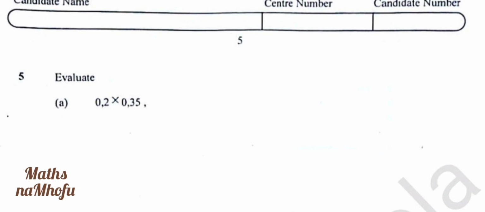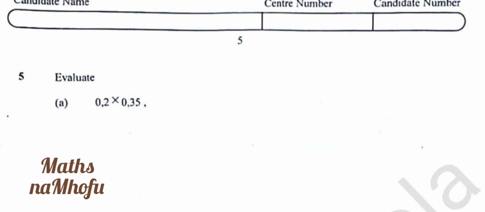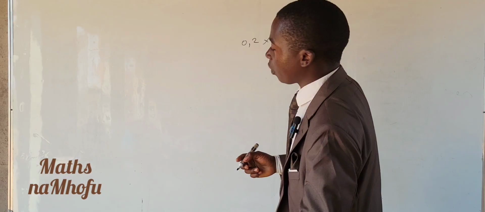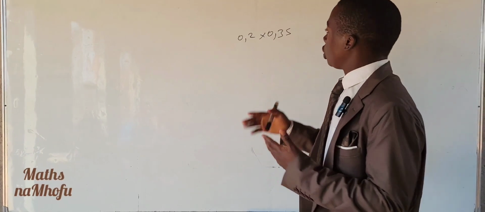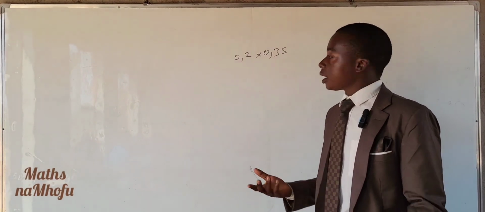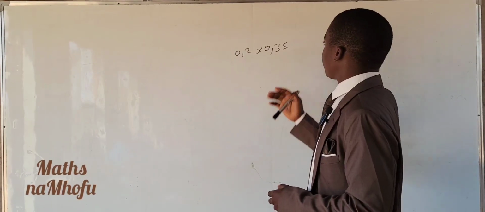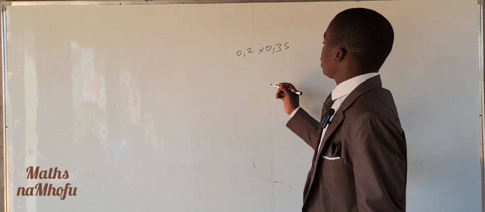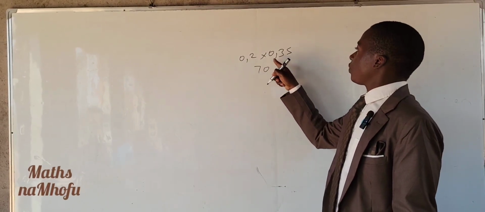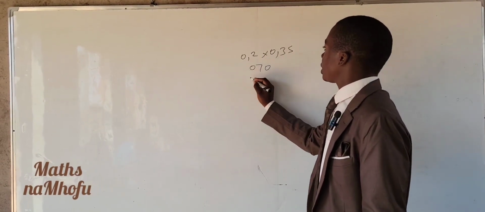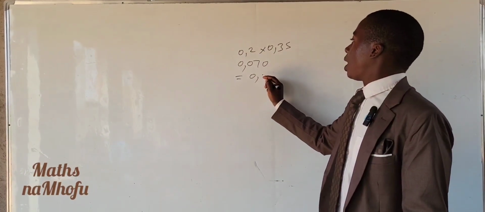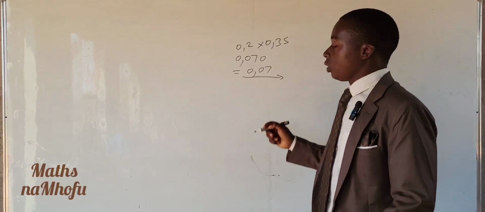0,2 times 0,35. This is very simple and straightforward. You just have to multiply this and you make sure that after the comma you should have 3 numbers. As simple as all that. So if you multiply this, 35 times 2, what do you get? That's 70. So we have a 70. And how many numbers should you have after the comma? We have to have 3 numbers. So we have a 0 here. So 0,070, which is the same as 0,07. This will be our final answer.